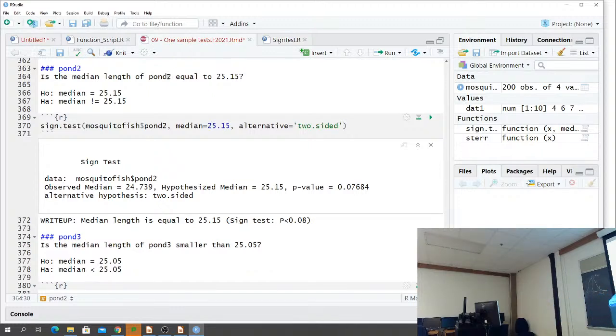So we look at this. We are looking at our p-value. If the p-value is greater than 0.05, then we fail to reject our null hypothesis and conclude that our median is equal to 25.15. Yeah, it's close, but it's still greater than 0.05. We've got more than a 7% chance of actually obtaining these data just by random chance if the true median is 25.15.